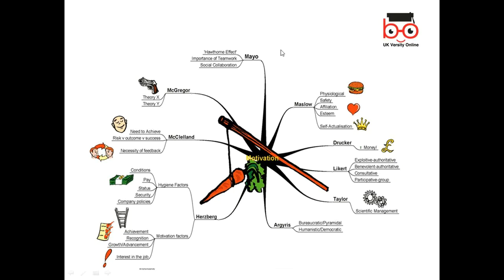Then there is McGregor's Theory X and Y. Do you remember we discussed Theory X and Y? Theory X says that people don't have willingness; they are not motivated. And Theory Y says people are motivated in certain conditions.